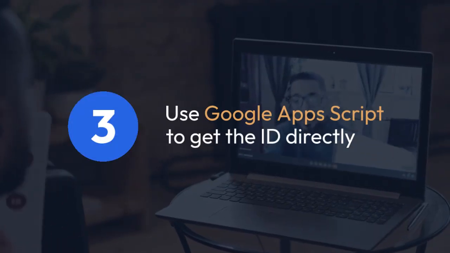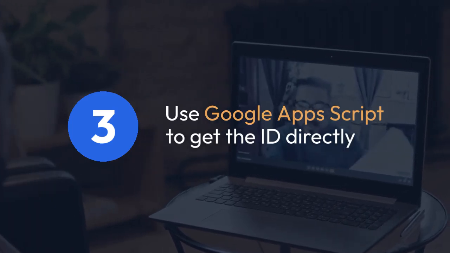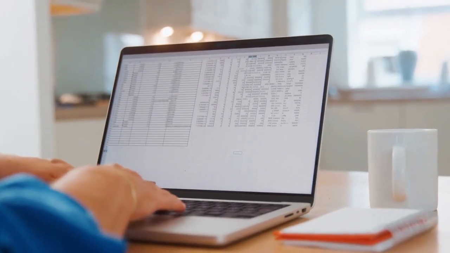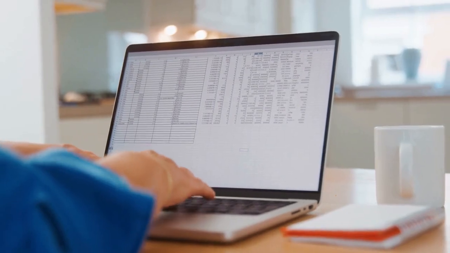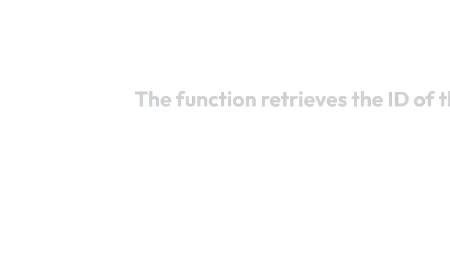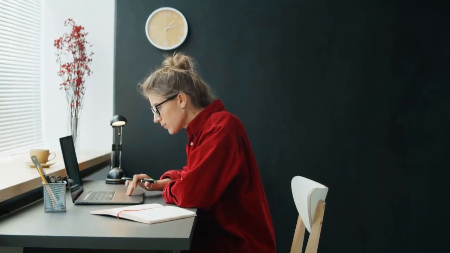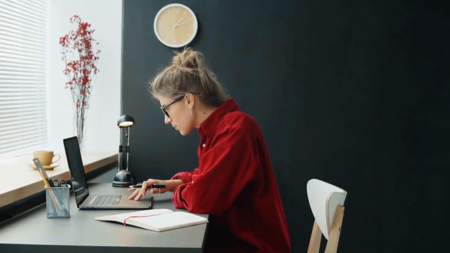3. If you're already working with Google Apps Script, you can get the ID directly within your script. In your script editor, you can use the SpreadsheetApp.getActiveSpreadsheet().getId() function. This function retrieves the ID of the spreadsheet currently open in your script editor. This is particularly useful for automating tasks within your spreadsheet.